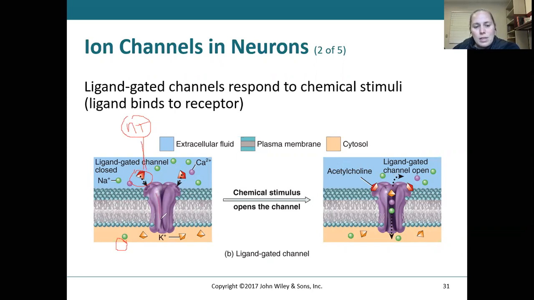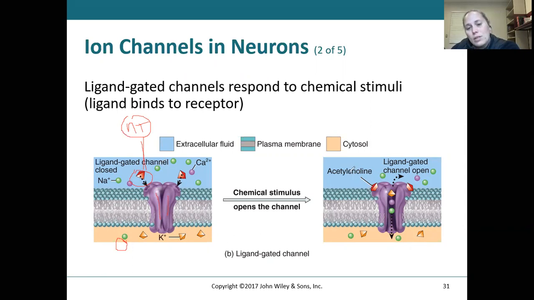So a neurotransmitter is going to bind that ligand-gated channel. It's going to cause that ligand-gated channel to open. And at that point, that ligand-gated channel is going to allow ions to move. Now, that ligand-gated channel doesn't have to be permeable, or doesn't have to let every ion through. Maybe it only lets some types of ions through.